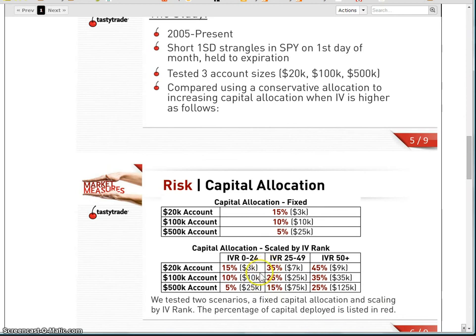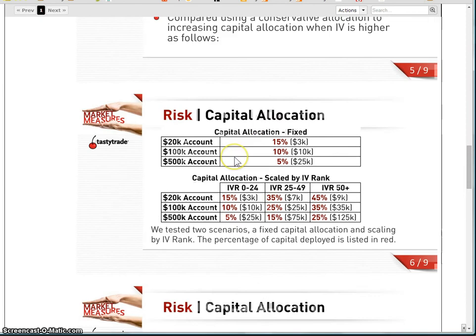And so, of course, you scale in. You have more of your money at work depending on what the IV rank was. And all they did was test it. They did it on the first day of every month. They would allocate X amount of dollars. And if on that first day of the month IV rank was 25 or higher, and you had a $20,000 account, they'd trade 35% of the portfolio. That's it. The next month, if on the first day of the month IV rank was higher, they allocated more. And that's basically what they did.